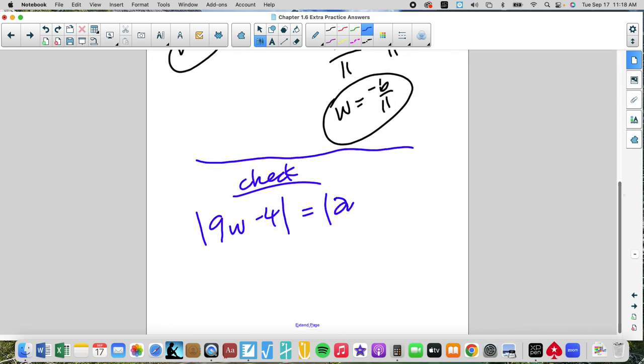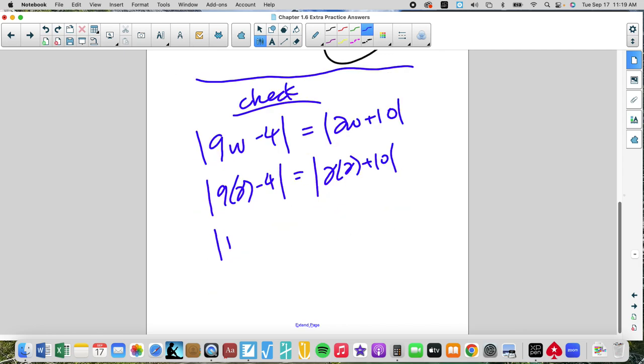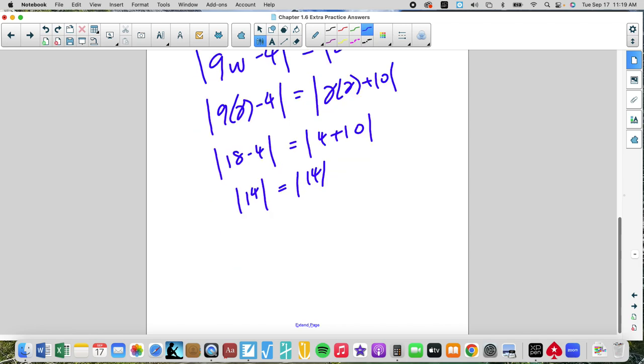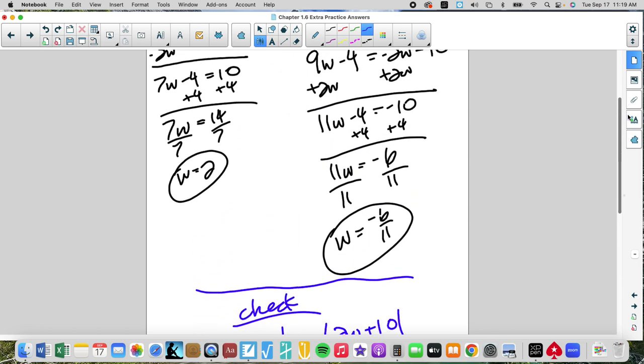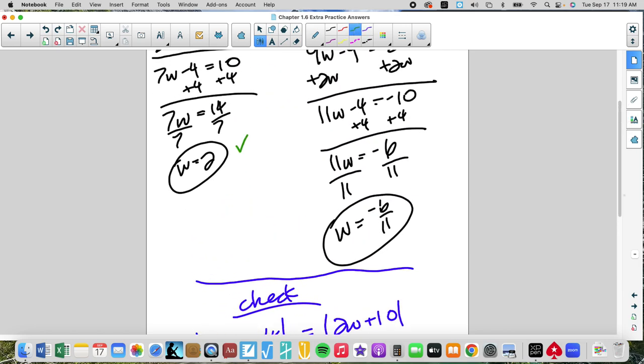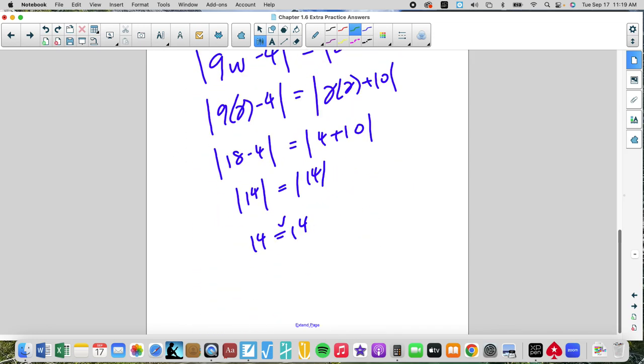2w plus 10. So my first solution was 2. So if we plug in 2, does 2 work? And we're always going to simplify before taking the absolute value. And we get 14 equals 14. So that worked. So we know that 2 was a good answer. That worked. And now we're going to try negative 6/11.